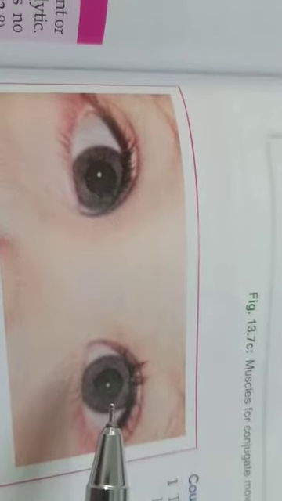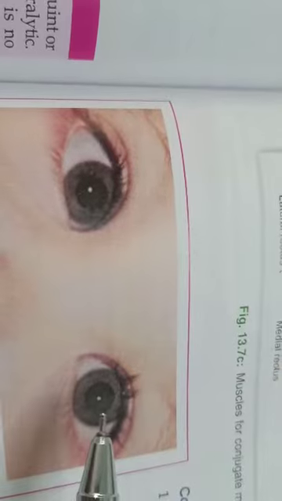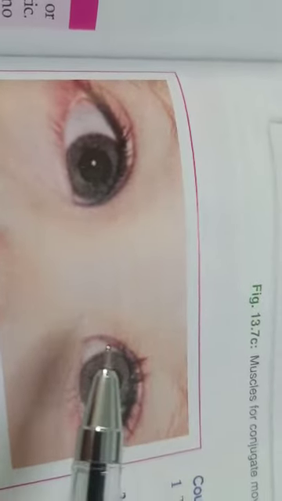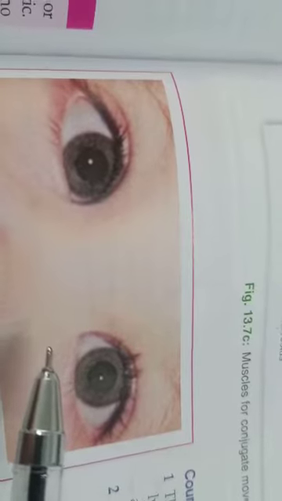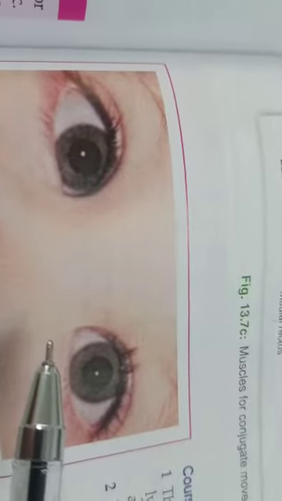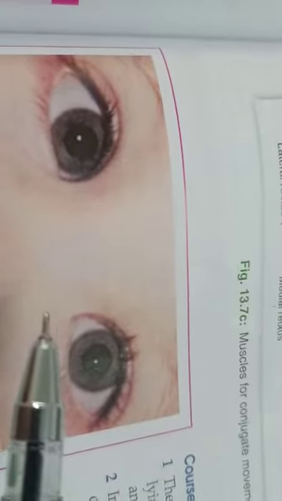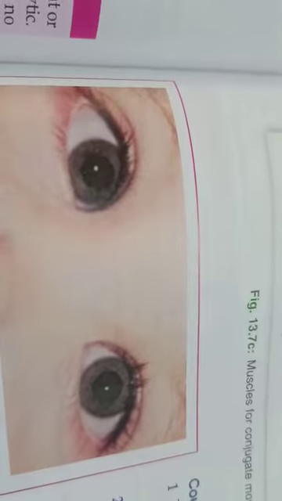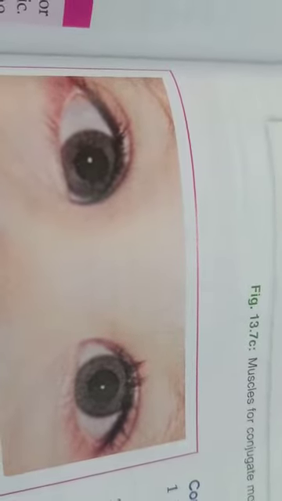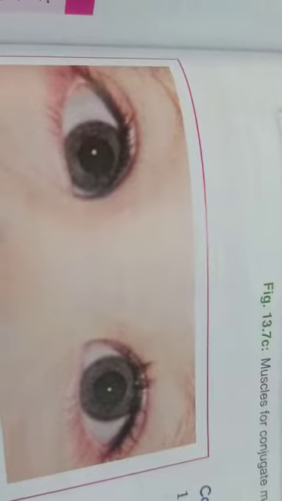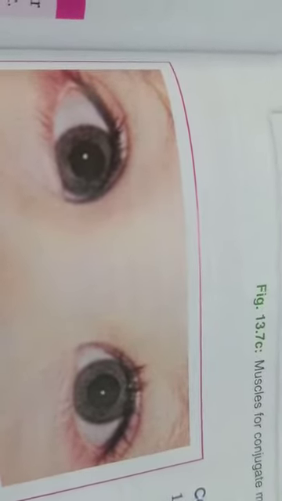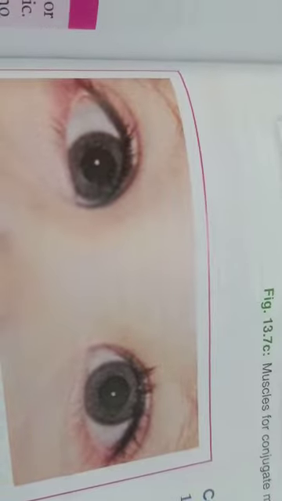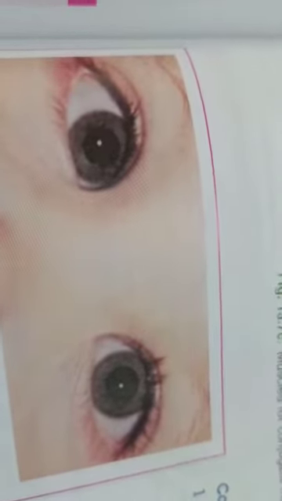In congenital squint, by birth itself there will be some paralysis of the muscles, but there won't be any diplopia, that is, double vision won't be there in the congenital squint. But in paralytic squint, it is caused due to paralysis or injury to any nerves which supply the extraocular muscles. That will result in the paralysis of the muscles, and there will be restriction of movements.